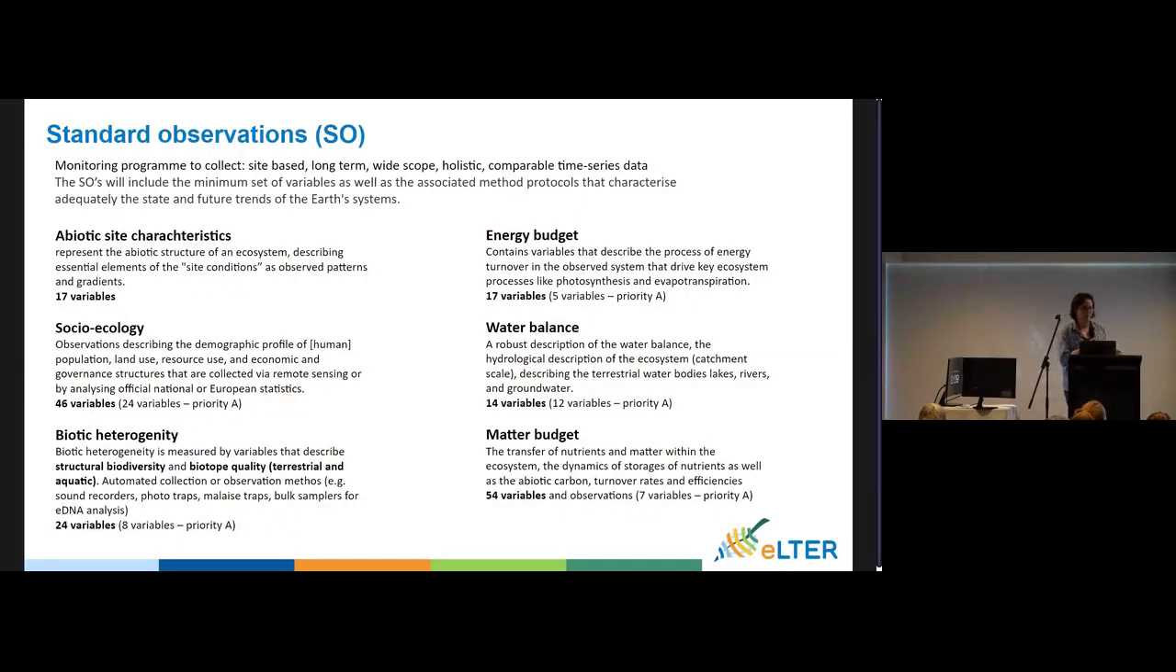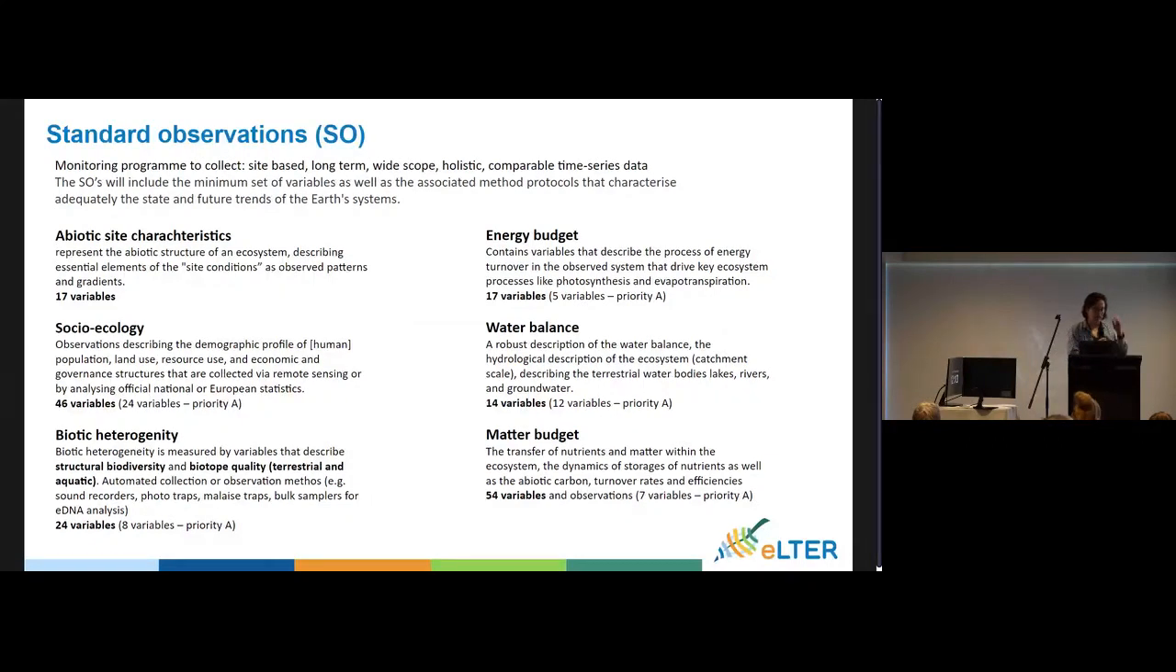But for biodiversity, this is very challenging, as most of us know. So here, the biodiversity variables are divided into biodiversity, structural biodiversity, and also variables describing biotope quality, both on terrestrial and aquatic environments. And the conclusion is that we would need quite a lot of raw data, and this should come from automated collection and observation methods that are not dependent on the human factor in monitoring protocols, often like bird watching or such, where the interpretation of the human doing the monitoring is a factor.